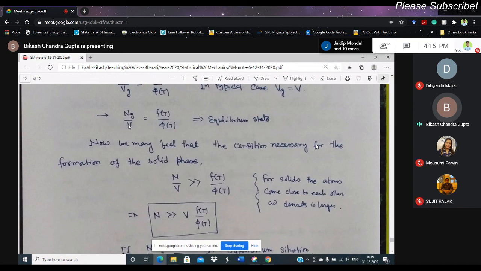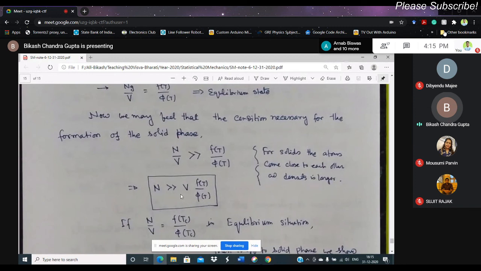And therefore this number density, which turned out to be FT by phi T in the gaseous phase, then this N by V has to be much, much greater than FT by phi T, because the number density will increase if you undergo a transition from the gaseous phase to the solid phase. Definitely the number density will be larger, and therefore N by V should be much, much greater than FT by phi T, and therefore eventually you can say N must be much, much greater than V FT by phi T.